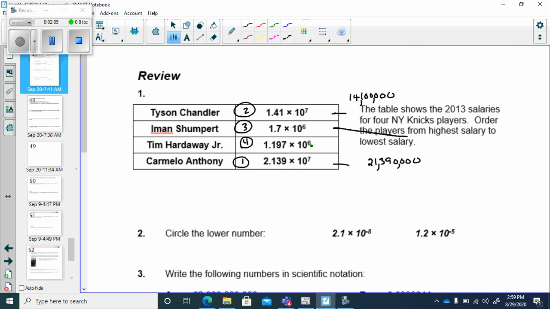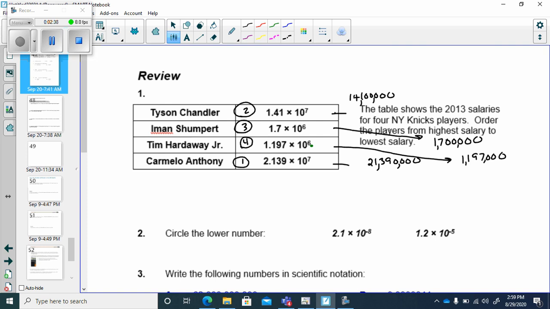Okay, I'm going to bring his over here. 1, and then we move it 6 places. 1, 2, 3, 4, 5, 6. Okay. He is $1,700,000. Let's see about this guy. 1, 2, 3, 4, 5, 6. He is $1,197,000. So that's the lowest paid, right?